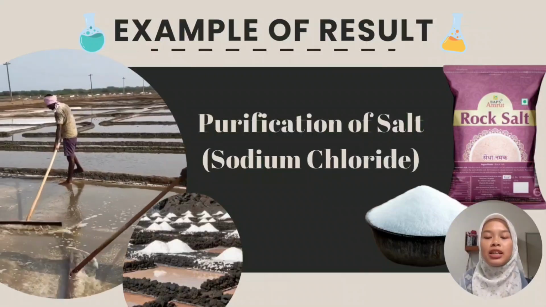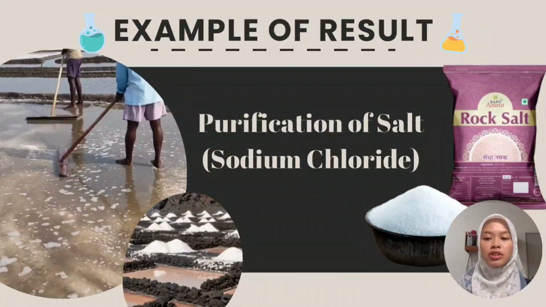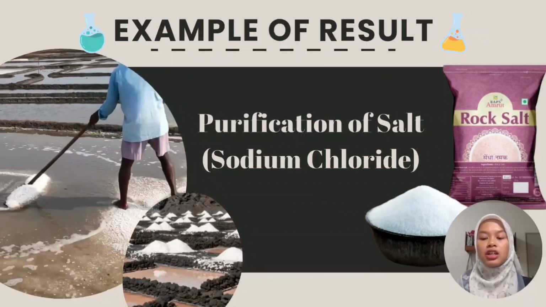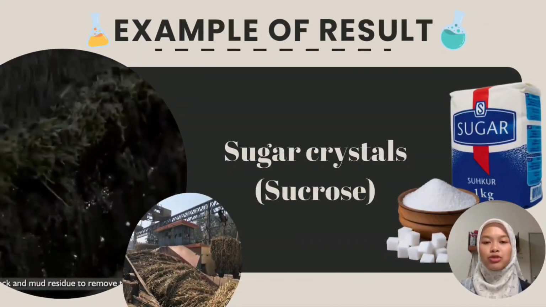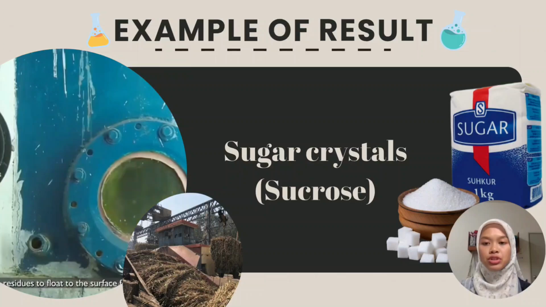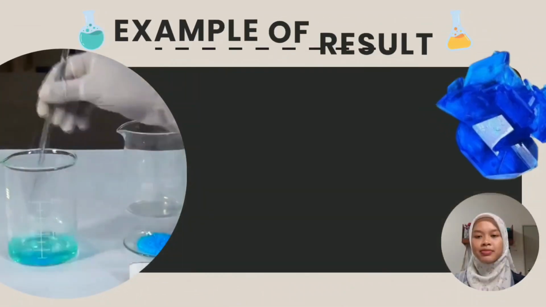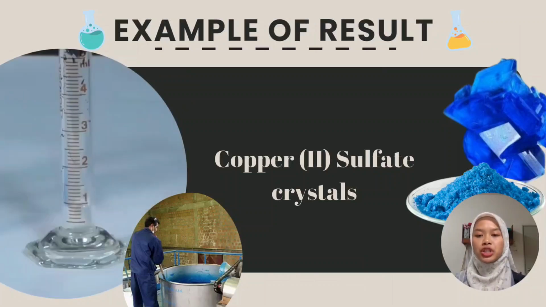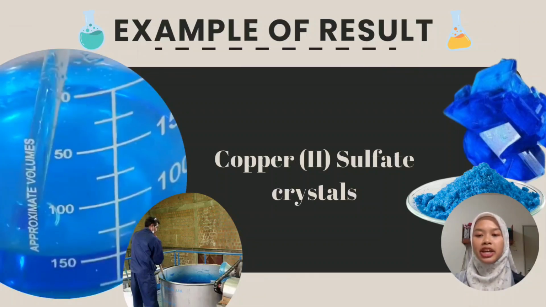Now, I will explain the examples of the crystallization process. First, we have purification of table salt, known as sodium chloride. It is crystallized from seawater or salt mines. It is used in cooking and also food preservation. Secondly, we have sugar crystals, known as sucrose. It is crystallized from sugarcane or sugar beet juice. It is used as a sweetener in food and also drinks. Thirdly, we have copper(II) sulfate crystals. It is formed by crystallizing a solution of copper sulfate. It is used in chemistry experiments and in agriculture as a fungicide.